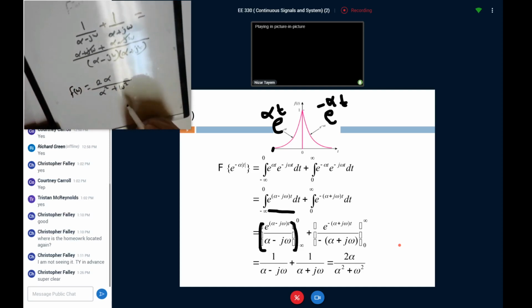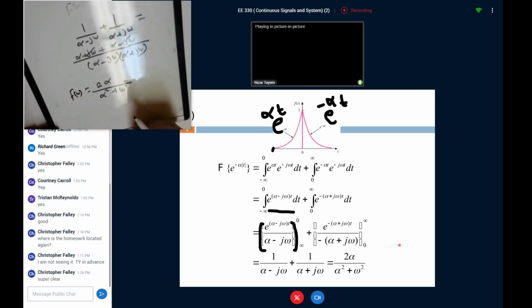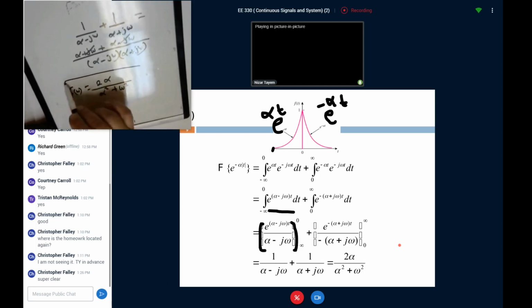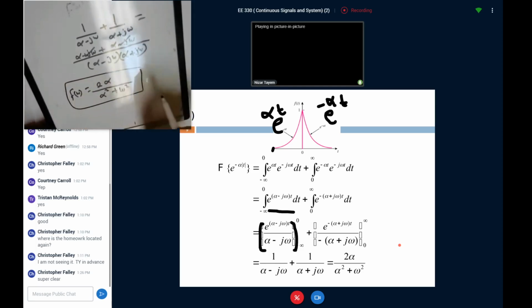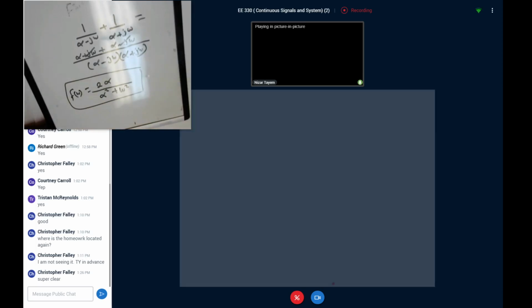Again, the function is an even function, right? But here we have the magnitude, which is exactly the same, but the phase is what? We don't have phase here, right? Because here we don't have a complex number. So the magnitude here is exactly the same, 2 alpha over alpha squared plus omega squared. So if I know alpha, I can find the Fourier transform for any function in this case.